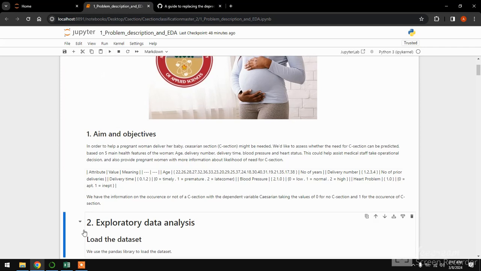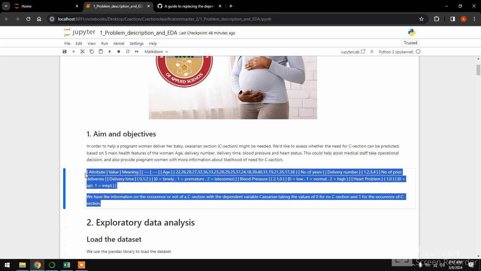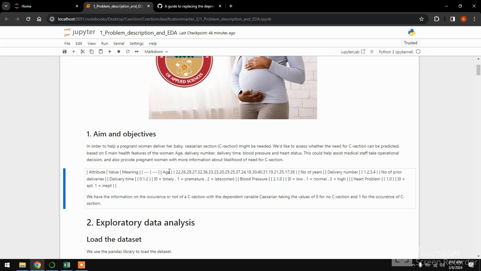Here we have a data set. It has different categories that we need so that we can make an analysis for the prediction. For example, we need the age of the person, how many times the person has given birth, when she has previously given birth whether they were premature, latecomers, or timely deliveries, and also what the current blood pressure of the person is. Is it low, normal, or high? Does the person have heart problems, and so forth? These are the major values that we are going to analyze.